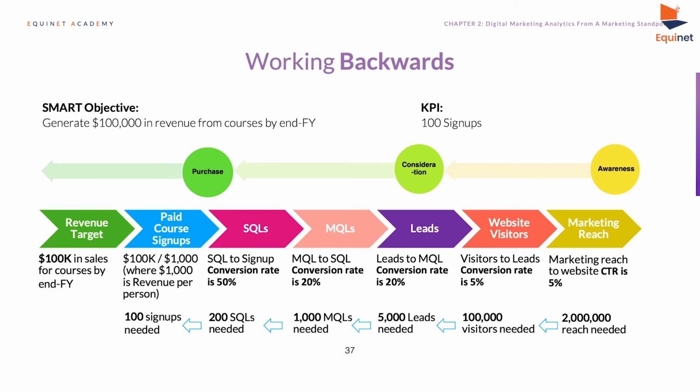Now, going back to the stages, I work backwards because I have my objective, which is to generate $100,000, and my KPI, which is to generate 100 signups. Continuing to work backwards with all the conversion rates, I would therefore need to generate 200 SQLs with a conversion rate of 50% from SQLs to paid signups, 1,000 MQLs with a conversion rate of 20% from MQLs to SQLs, 5,000 leads with a conversion rate of 20% from leads to MQLs, and 100,000 website visitors with a conversion rate of 5% from visitors to leads.